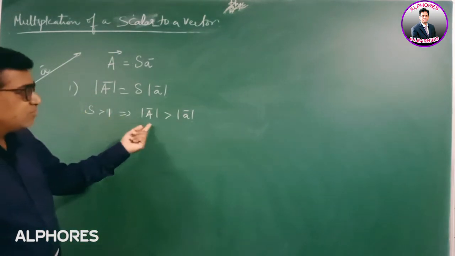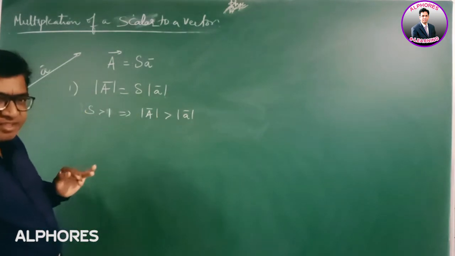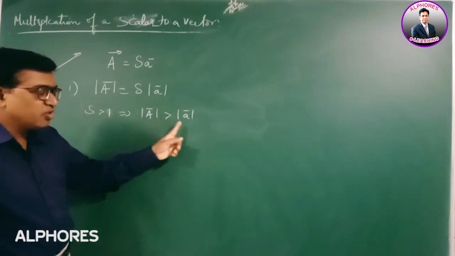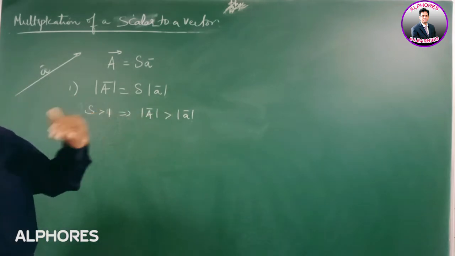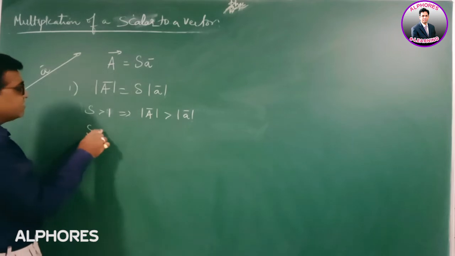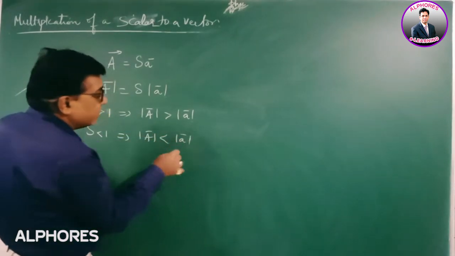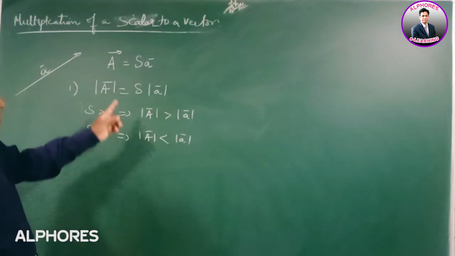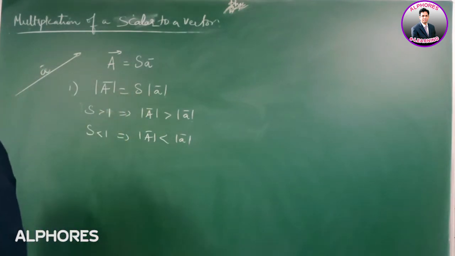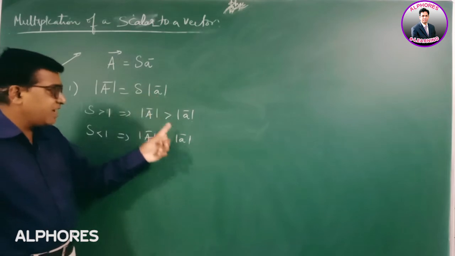Scalar has a unit, both are different physical quantities. If scalar has no unit, then both will be the same physical quantity. Every possibility you should take. For S less than 1, the magnitude of A bar will be less than the magnitude of a bar. Magnitude is decreased because you are multiplying with a number less than 1. So less than 1 into a, this will be less than a.